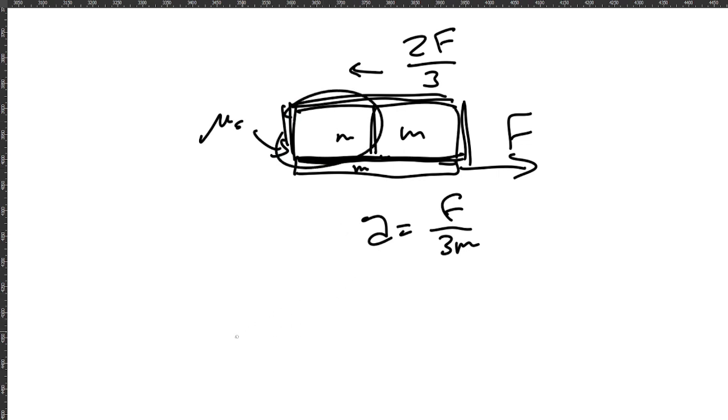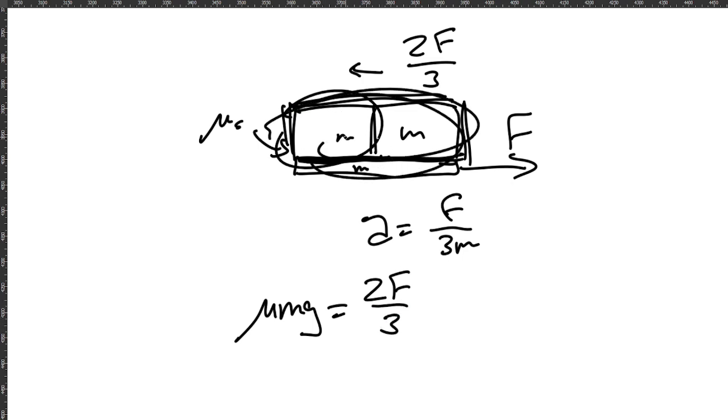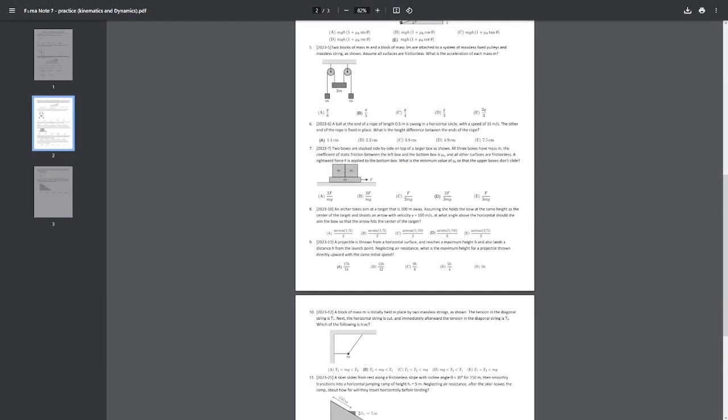So that means that our mu s mg, because it's just this one box that has friction, is equal to 2F over 3, because there's 2 boxes out of the 3 that are moving basically on the same level. And so our mu s is going to be equal to 2F over 3mg. This is a slightly different way of doing it, but if we look back, that's going to give us an answer choice of D.